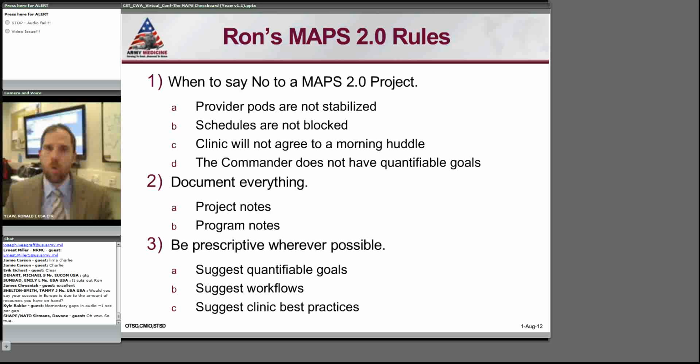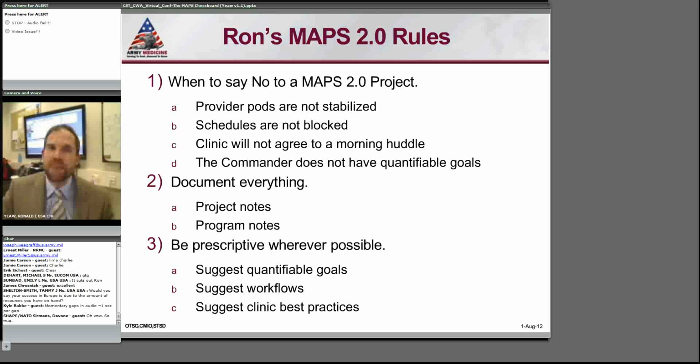Only if they've got a stable pod can we start opening up this Venus flytrap, which is the provider and this culture of trust. If you want to get the documentation ratio from 80% provider to 20% support staff over to 50-50, you have to have a stabilized pod in place. If you guys remember nothing else from this presentation, do not agree to do a MAPS 2.0 unless the staffing infrastructure is in place.